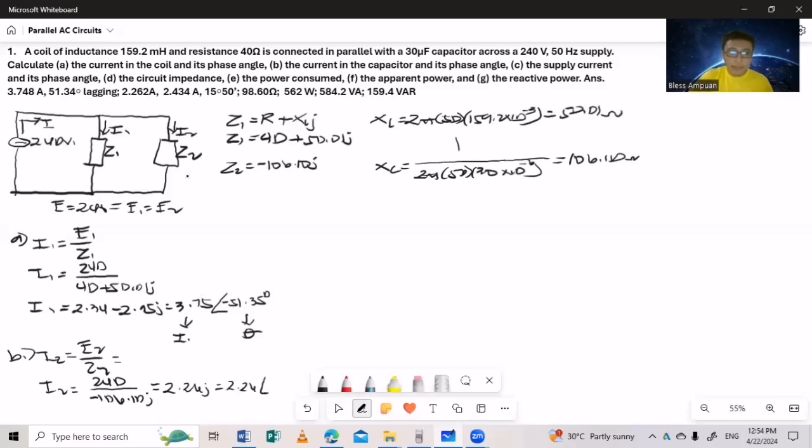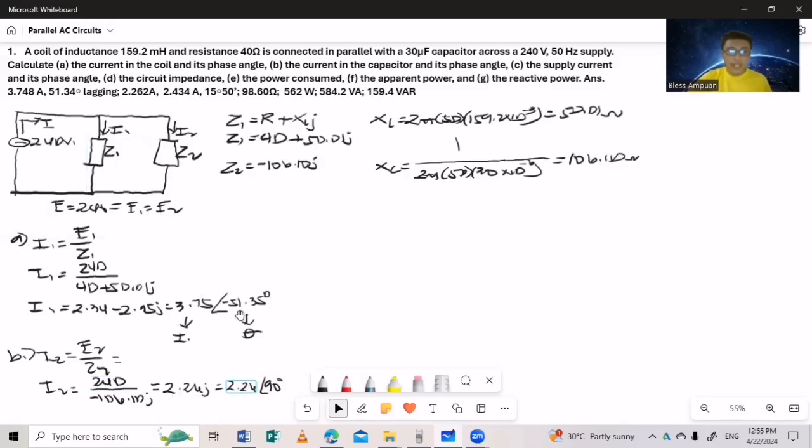Converting it into its polar form, it is equal to 2.26 at positive 90 degrees. Again, in letter A, the current in the coil is 3.75 and its phase angle is 51.35. The negative sign is an indication that it is lagging. Second, letter B, the current in the capacitor, the phase angle is 90 degrees. It's because since it's pure capacitive, it leads the supply voltage by 90 degrees.